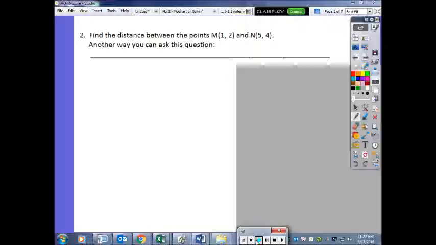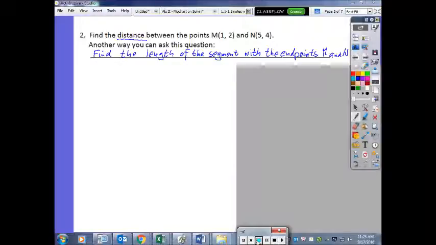In our second example, we're supposed to find the distance between the points M with the coordinates 1 and 2 and N with the coordinates 5 and 4. What is another way you can ask this question? Pause the video and write it down on the line provided.